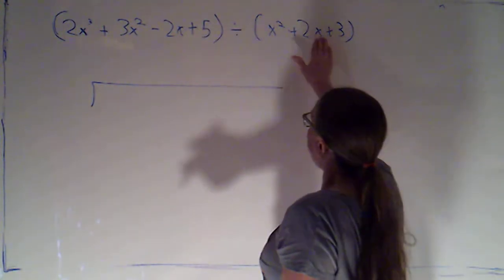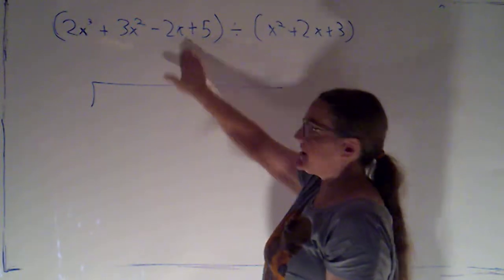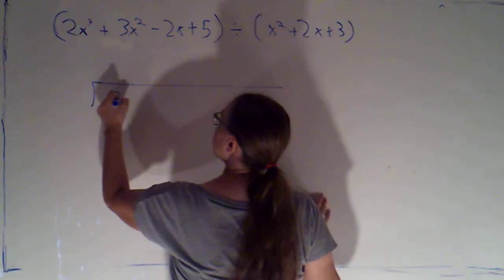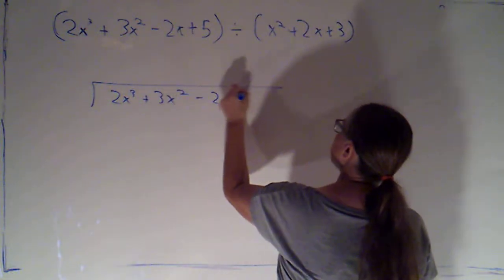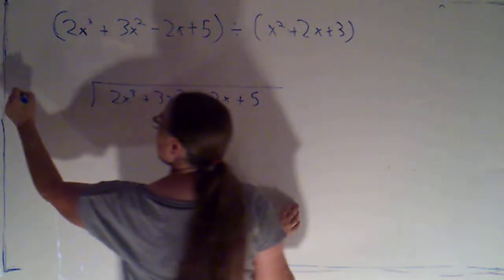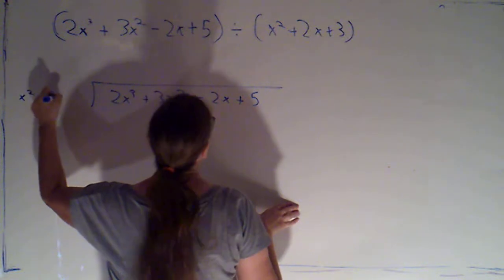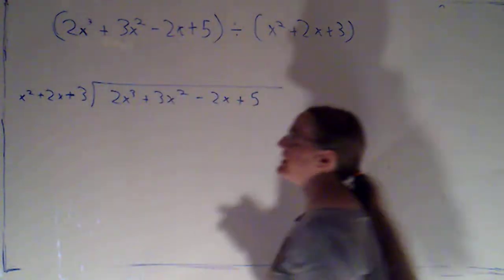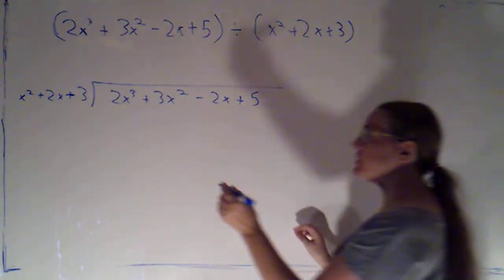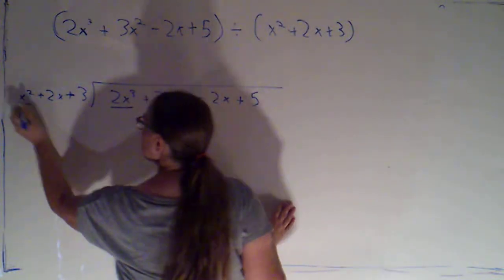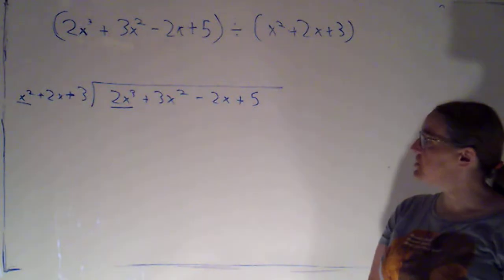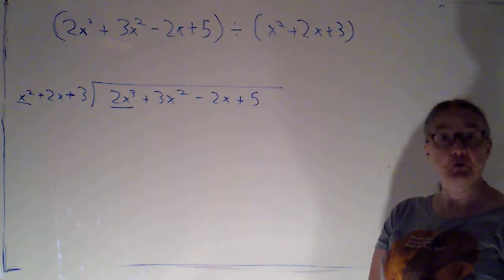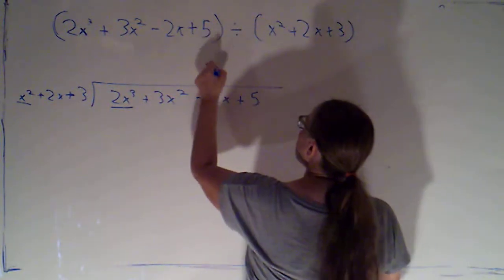If it's this divided by this, the first thing goes under the division sign, so it'll be 2x cubed plus 3x squared minus 2x plus 5 here. And then x squared plus 2x plus 3 goes on the outside. So we start by just looking at the lead terms. What would I multiply x squared by to get 2x cubed? I'm thinking 2x. So I'm going to put that here.